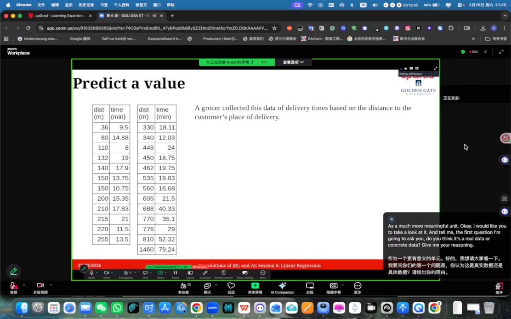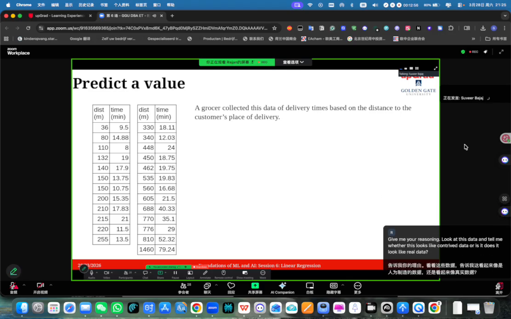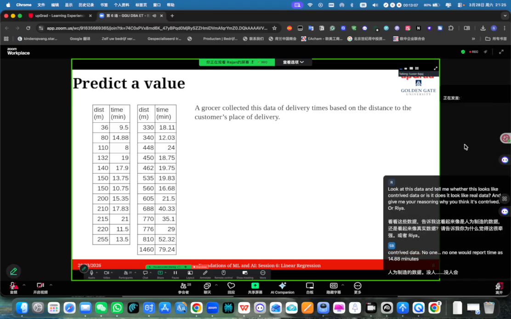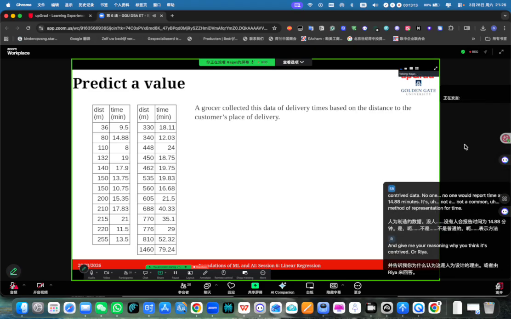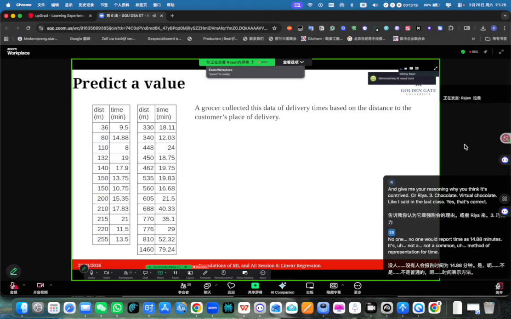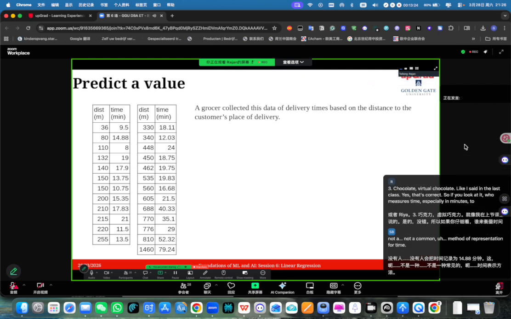Can you repeat that question, sir? Look at this data and tell me whether it looks like contrived data or real data. Contrived data. And give me your reasoning why you think it's contrived or real. No one would report time as 14.88 minutes. It's not a common method of representation for time. Yes, that's correct. If you look at it, who measures time, especially in minutes, to two decimal places?